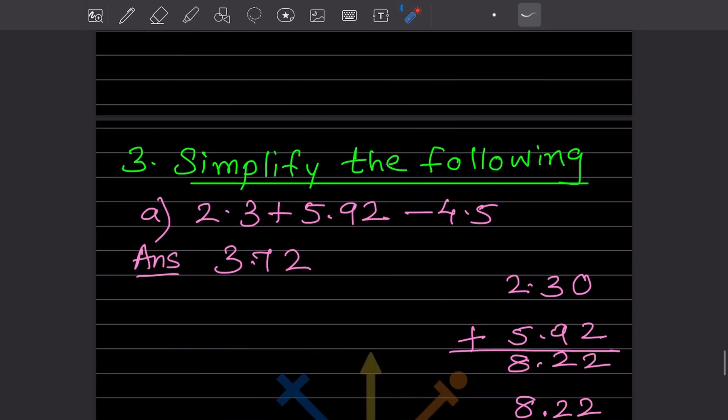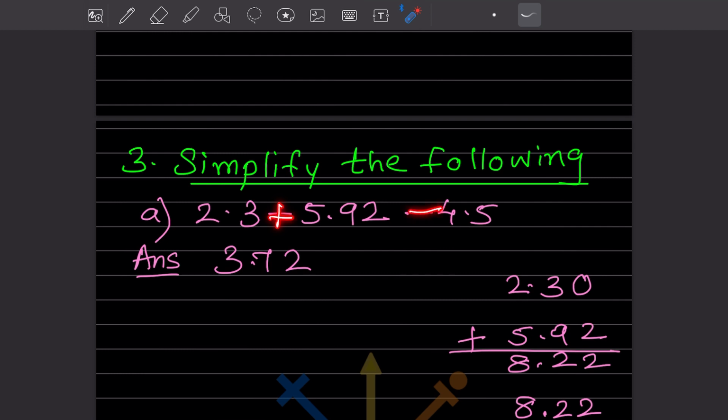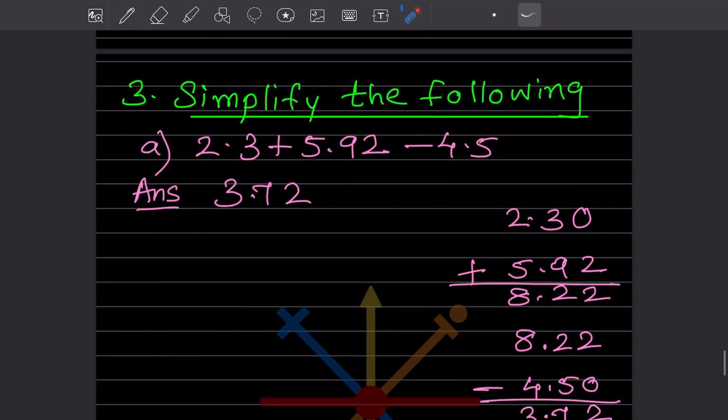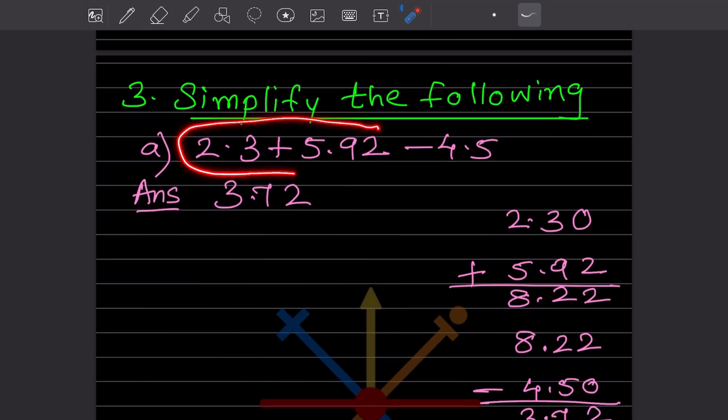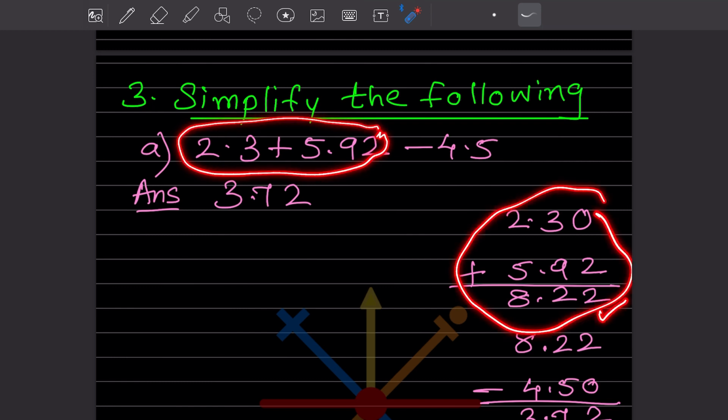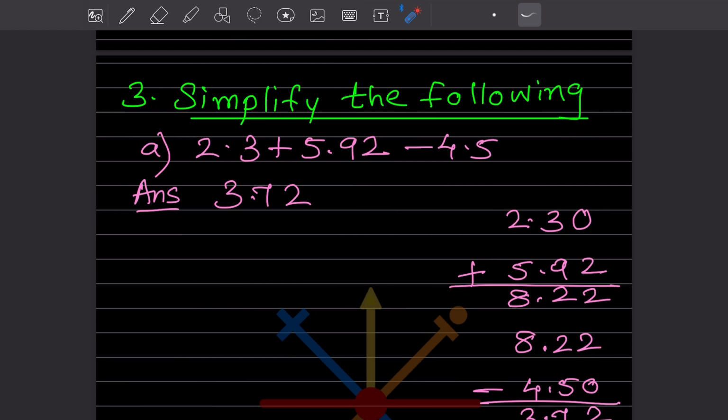So now here again, what does this say? Now you have to concentrate over here because there are three numbers and here is plus and here is minus. And they are said simplify. So what are you going to do? Now we'll just take these two together first. We are going to add it. So what did you get here? 8.22. So from that 8.22, we will subtract 4.5.